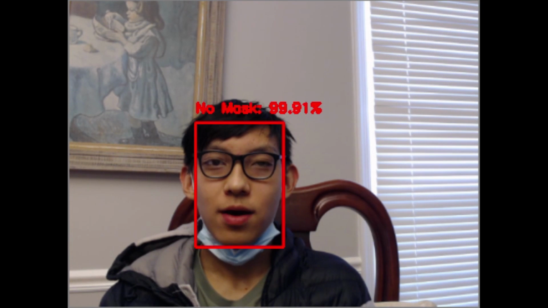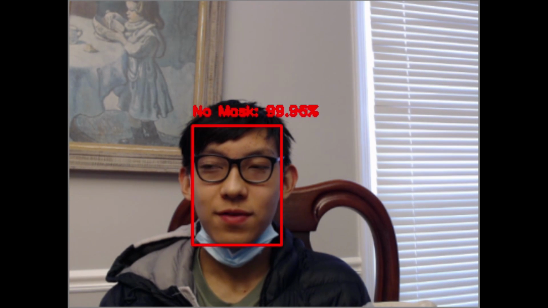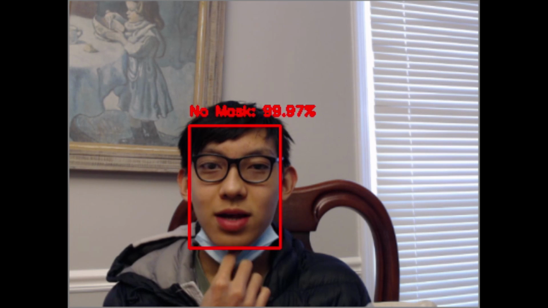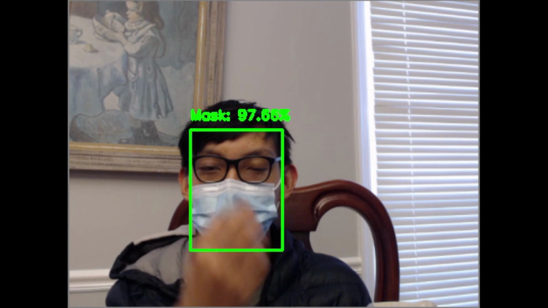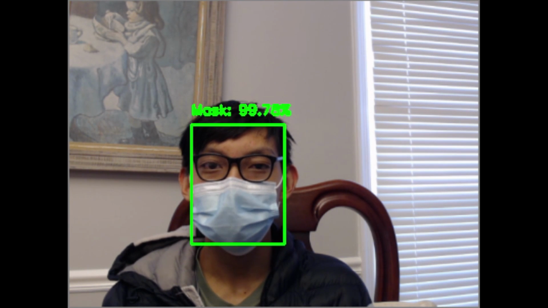This is the mask detection model. As you can see, there's a red box around my face because I'm not wearing a mask. But as soon as I do, the red box turns green, signaling that I have a mask on.